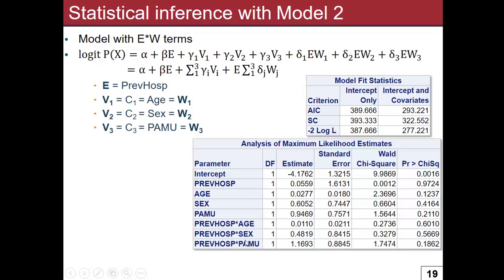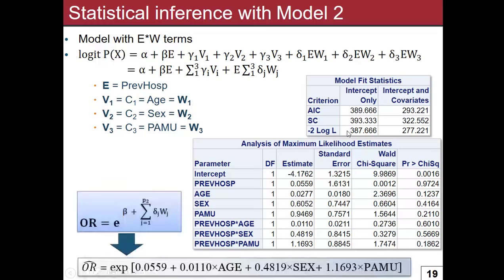Okay, so here's what this looks like. In fact, if I gave you this table, you'd be able to write this model pretty quickly, because it says priv hosp times age. These just scream EW terms, at least to me they do, because they all involve the exposure here. So this is what you would get out of SAS when you fit this model.